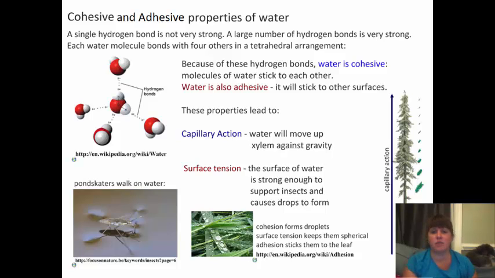Capillary action is the ability of water to move up the xylem within a plant against the pull of gravity. And then surface tension is when the surface of water is strong enough to support insects and also causes drops to form. So, adhesion and cohesion are very important and are a result of the number of hydrogen bonds that can form between water molecules.